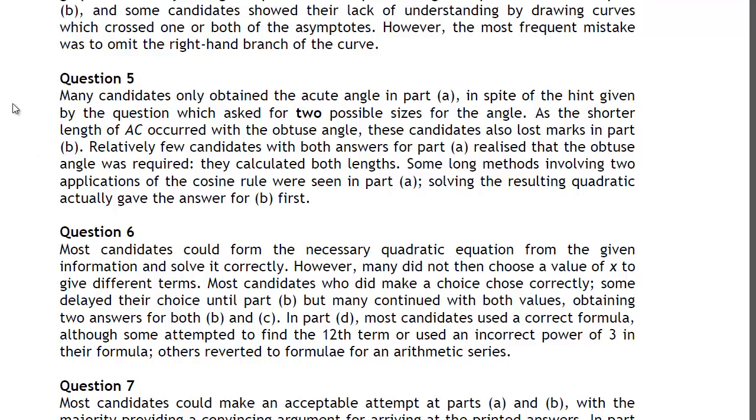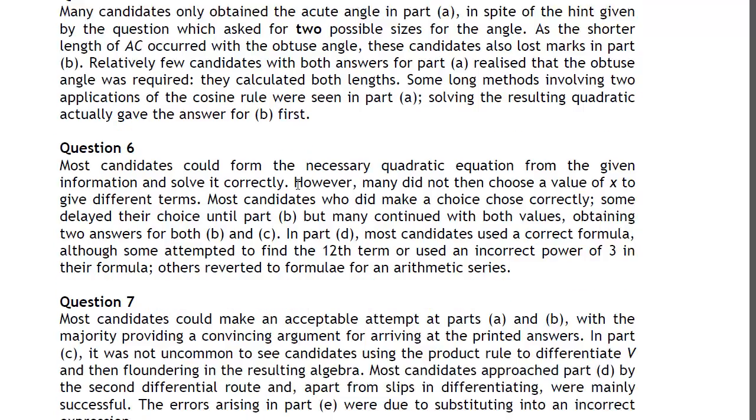So question number 5: many candidates only obtain the acute angle part. You have to find both the acute angle of the trigonometry 2D question, because the question says 2 possible angles. So this is very, very important. And the next question uses one of the angles for finding the 2D question.